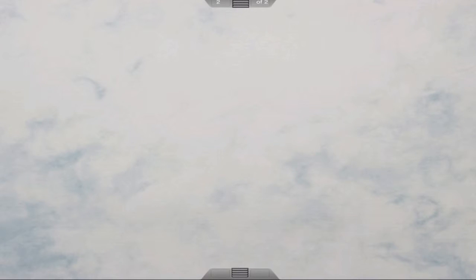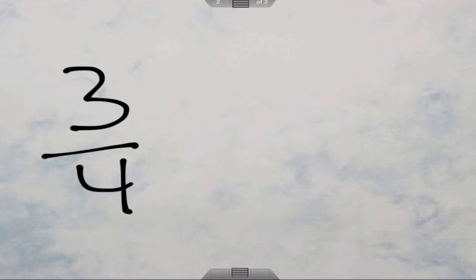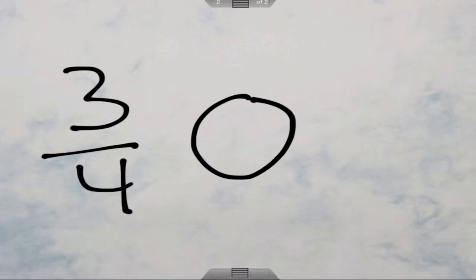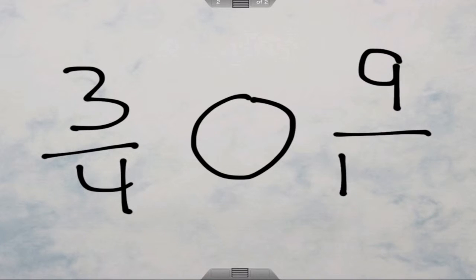Okay, so today what we're going to do is compare fractions. There's many ways to compare fractions, but one of the easiest ways is to cross multiply. So what I'm going to do is take two fractions, let's say 3/4, and let's take another one, let's say 9/10. This is a little tricky because they have different denominators, so it makes it a little bit more difficult to compare them. One way is to cross multiply.